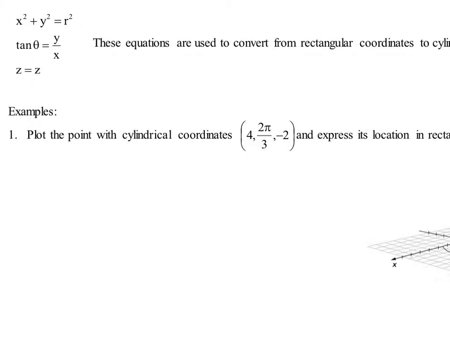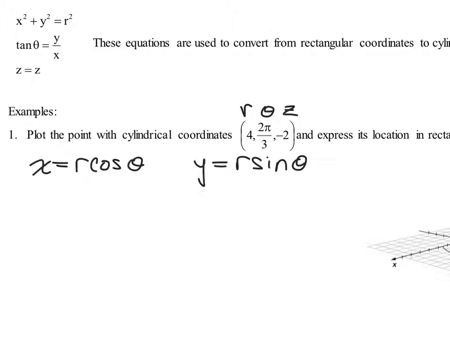Anyway, we have an r, a theta, and a z. We're not worried about the z. We're just worried about the r and theta. All right, so x is equal to r times the cosine of theta. y is equal to r times the sine of theta. So 4 cosine 2 pi over 3, and 4 sine of 2 pi over 3.